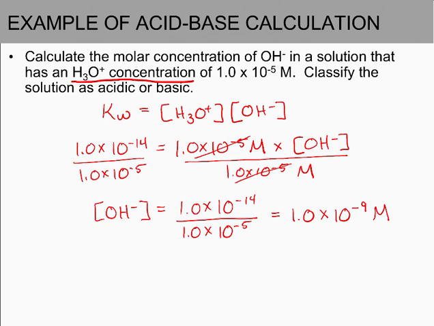Okay, so now we have to classify the solution as acidic or basic. Now we could do this in two different ways. We could analyze the concentration of hydronium ions, or we could analyze the concentration of hydroxide ions. So let's look at the concentration of hydroxide ions. So is 1 times 10 to the negative 9th greater than or less than 1 times 10 to the negative 7th?